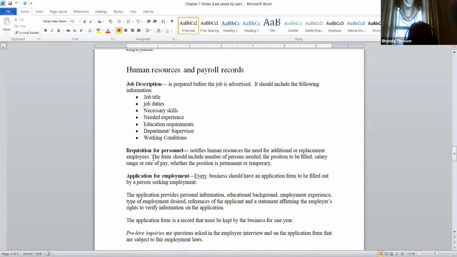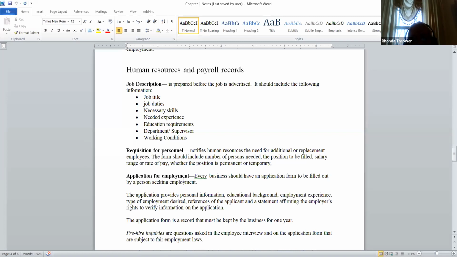Usually that form will have information on it about the number of persons that are needed, the type of position to be filled, and what the salary or rate of pay will be, and whether it's going to be a full-time or part-time position. So before a person is hired, someone should fill out a request for personnel, especially if it's in larger companies.